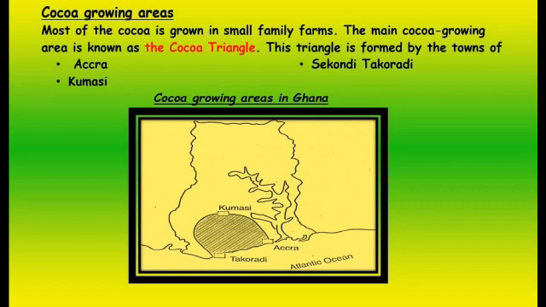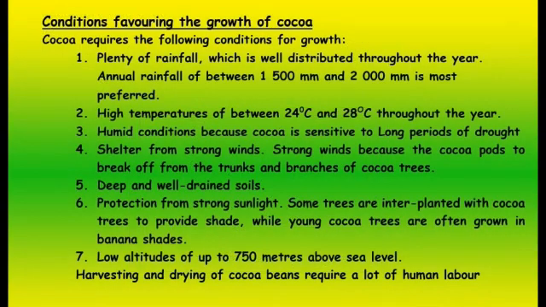Cocoa grows in some specific conditions. Therefore, we turn to the conditions favoring the growth of cocoa. Cocoa requires the following conditions. It requires plenty of rainfall of about 1,500 millimeters to 2,000 millimeters. It also requires high temperature of 23 degrees Celsius to about 28 degrees Celsius throughout the year. The area has to be humid throughout the year.